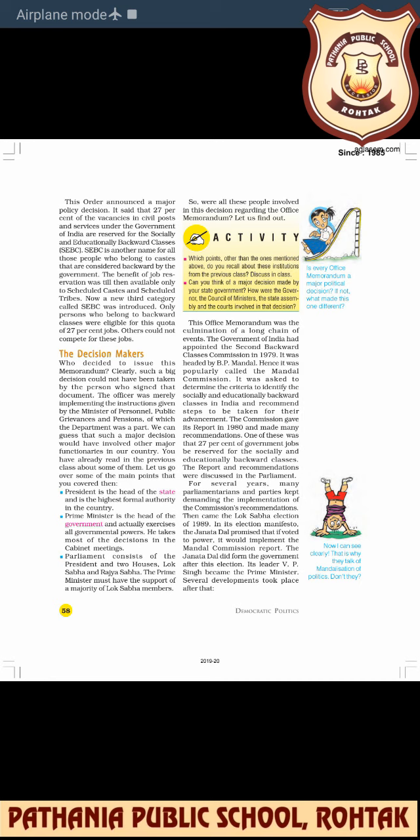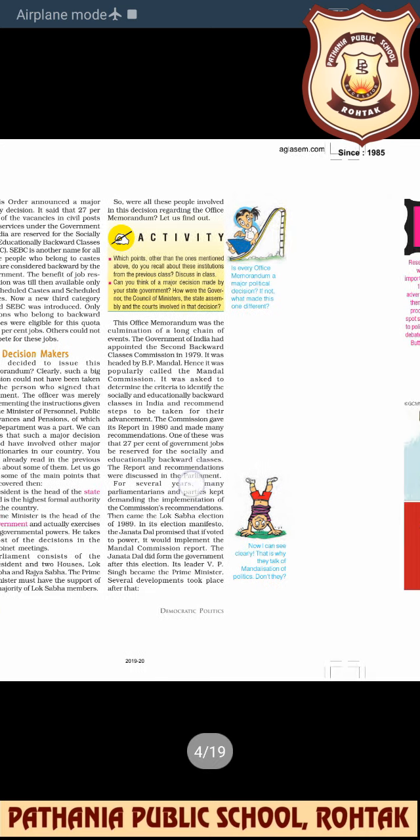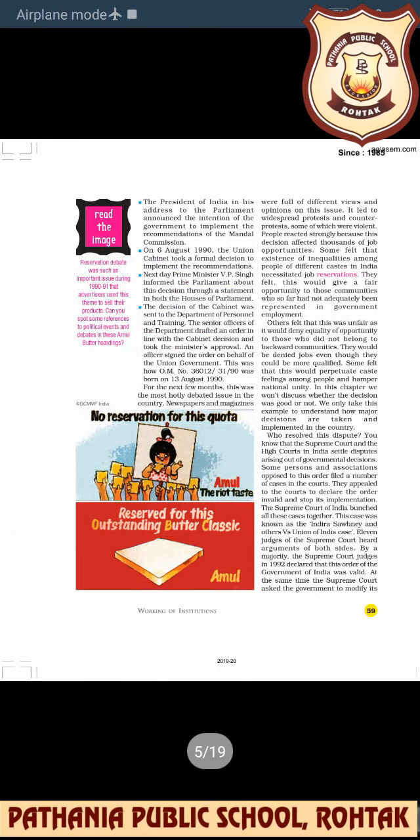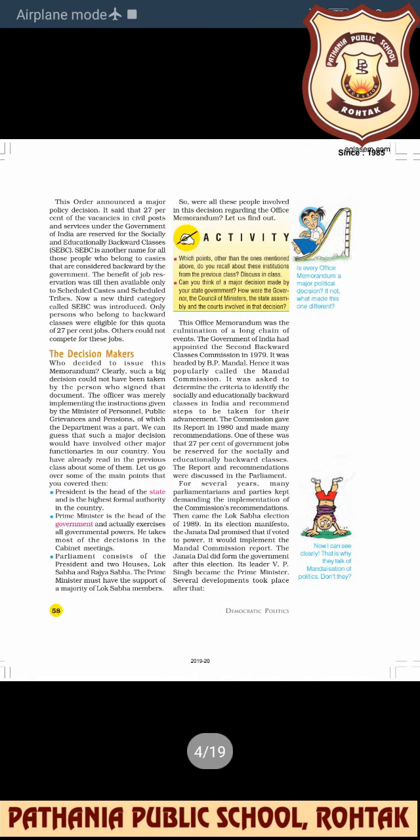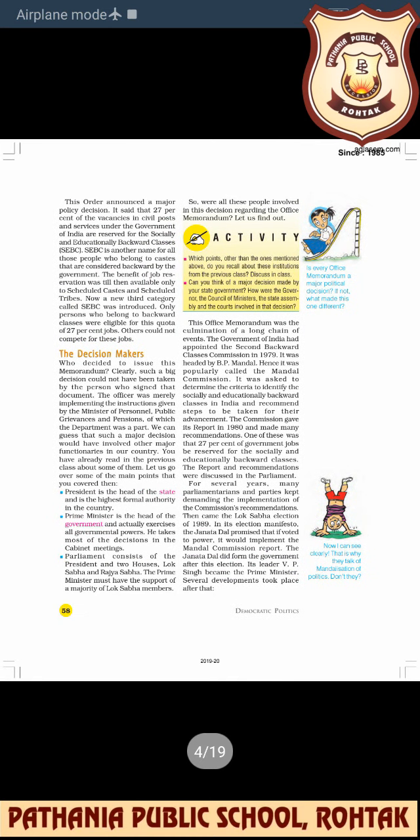Now, this was the responsibility of this commission: which criteria will be followed to identify these SEBC categories, and what steps to be taken for their advancement. The commission gave its report in 1980 and made many recommendations, and one of these was that 27% of government jobs be reserved for the socially and educationally backward classes. The report and recommendations were discussed in the parliament.